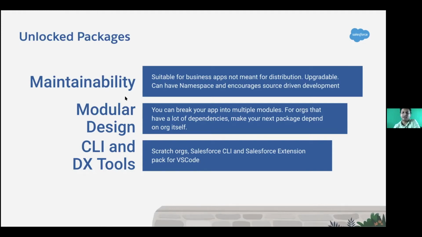So these are the three things it will give. It'll give maintainability, because it is upgradable. One of the problems with unmanaged packages, if you have used them, is that you cannot upgrade them, while with unlock packages, you can upgrade and deploy. It is modular, that is, you can break your app into multiple modules. And then you can use tools like scratch orgs, Salesforce CLI, and Salesforce extension pack, etc. Everything is designed around it. Okay, so I'll show you now.